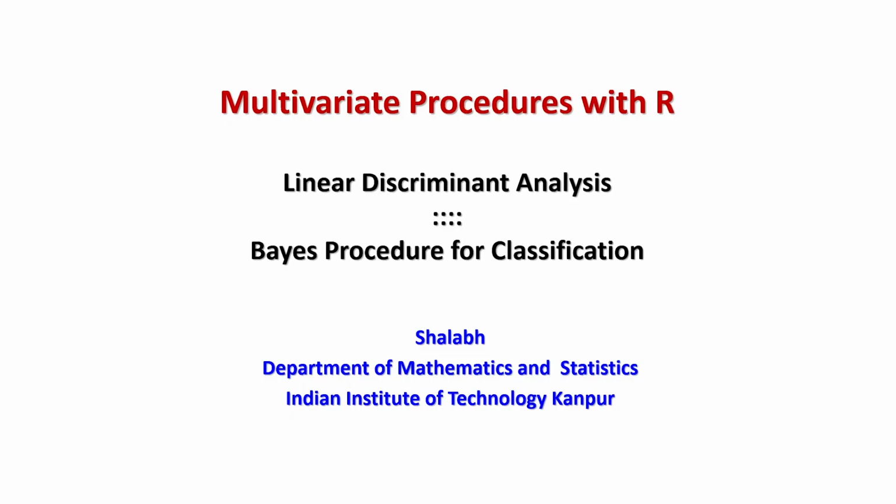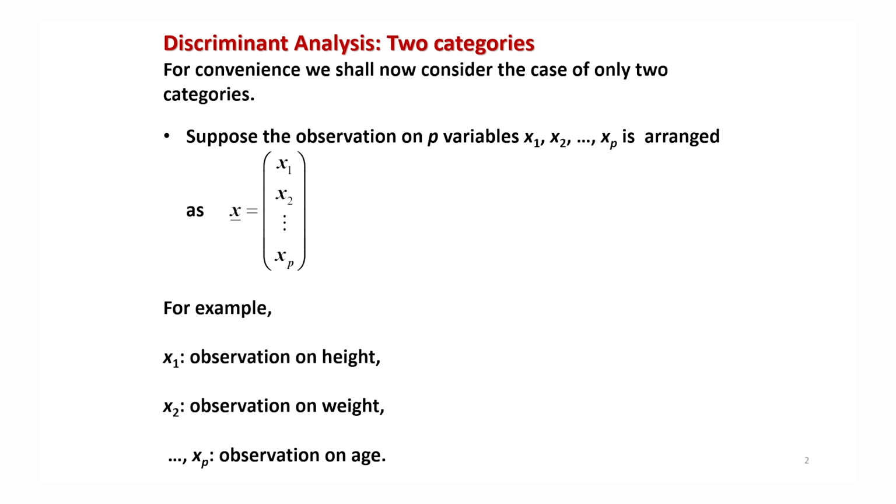Okay, so now in this lecture we are going to talk about the Bayes procedure for classification. Just for the sake of understanding and convenience, we shall consider the case of only two categories. This can be extended to more than two categories also. So suppose we have an observation on say p variables, x1, x2, up to xp, which is a multivariate observation on p variables.